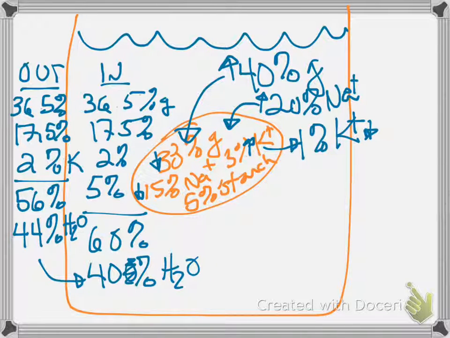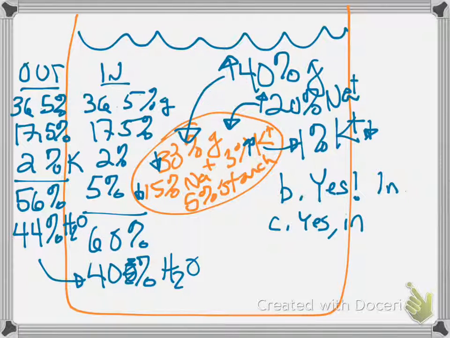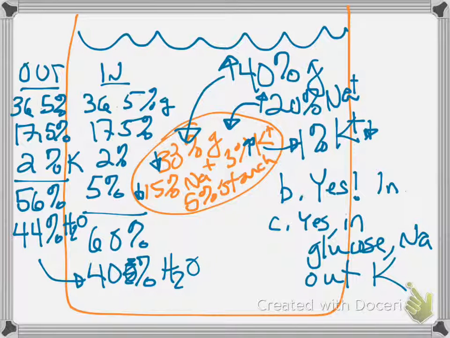So when we look at our questions, we can see, will osmosis occur? That's letter B. And the answer to that is yes. And it will move inside the cell. Will any other substances diffuse across the membranes? The answer to that is yes. Inside will be glucose and sodium, and out will be potassium.